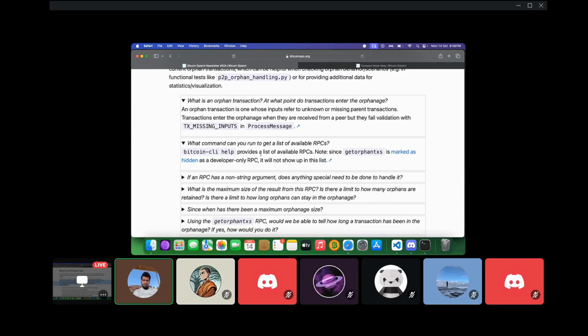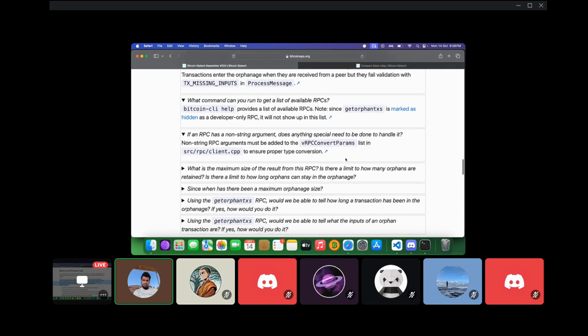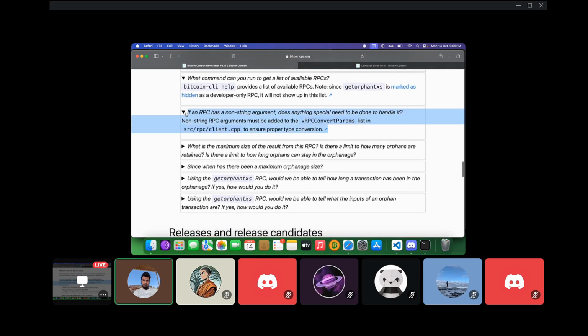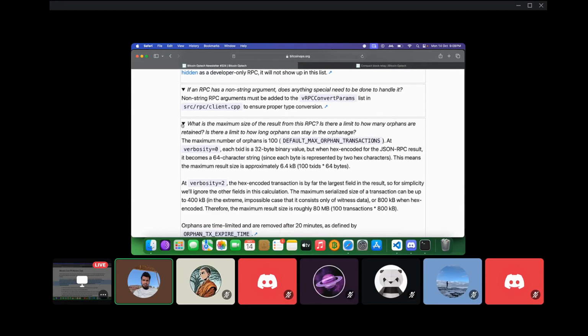What command can you run to get a list of available RPCs? Bitcoin CLI help provides a list of available RPCs. Note, since getorphantransactions is marked as hidden as a developer only RPC, it will not show up in the list. If an RPC has a non-string argument, does anything special need to be done to handle it? Non-string RPC arguments must be added to the vRPCConvertParams list in src/rpc/client.cpp to ensure proper type conversion. This is not for the end users. This is for people who contribute to Bitcoin Core or any Bitcoin client for that matter.